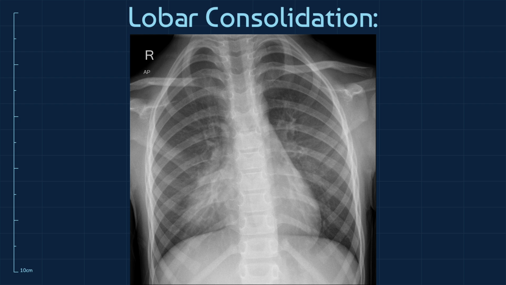And in this example, we have another right-sided lobar consolidation. And I want you to know that it's okay if you cannot directly determine which lobe the consolidation is in.